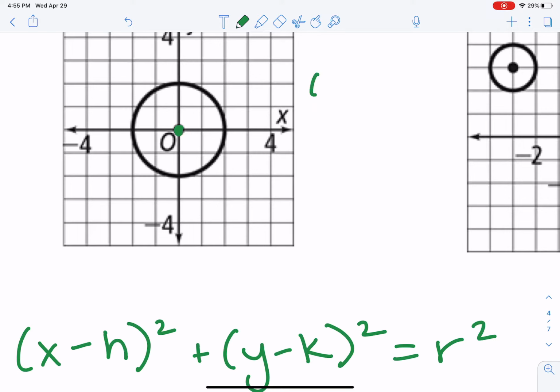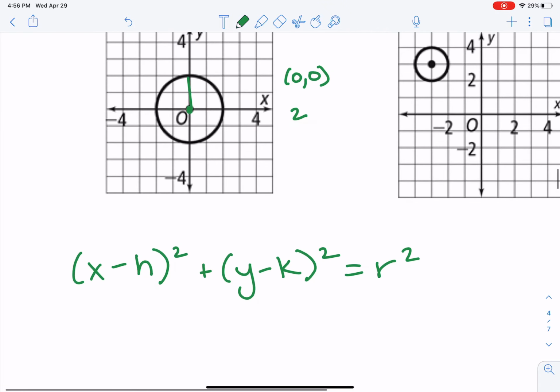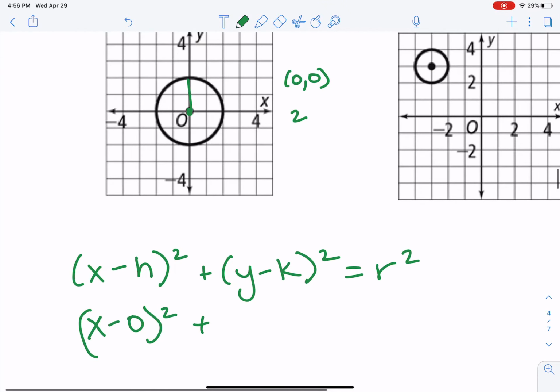So our center is 0, 0. And then our radius, I like to go to either the top, the right, the bottom, or the left, because it's kind of hard to count when you're going sideways like this. So that's 1, 2. That's 2 as well. 2 and 2. So our radius is 2. Then I just plug it in. 0, 0, and then 2 squared.